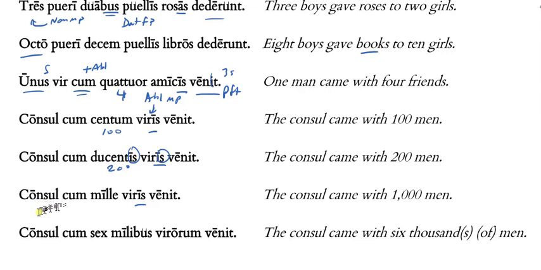Now this next example is consul cum mille viris venit. All right, the consul came with men, but how many men in this circumstance? It's not 200, as in ducentis viris, where ducentis has to match, but 1,000. So mille, remember, just when I say 1,000 anything, it's always the same form. It's indeclinable, mille viris. So even though viris is ablative, mille covers all the cases and genders.